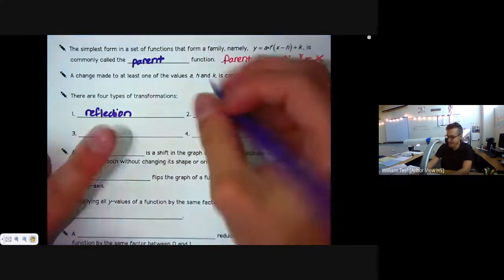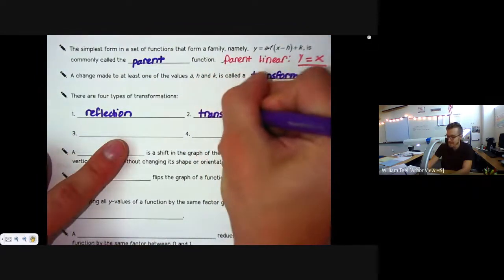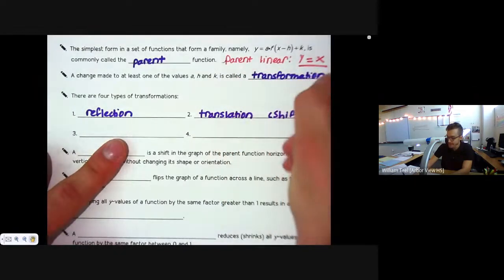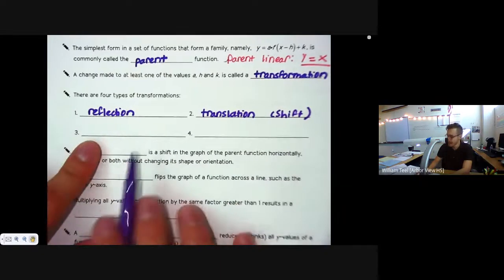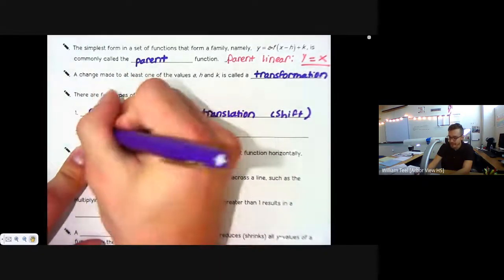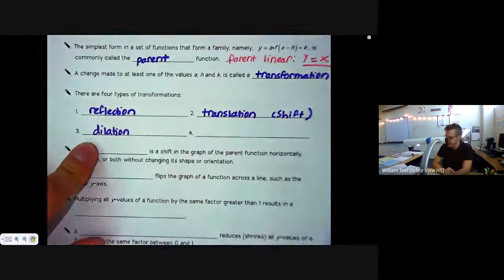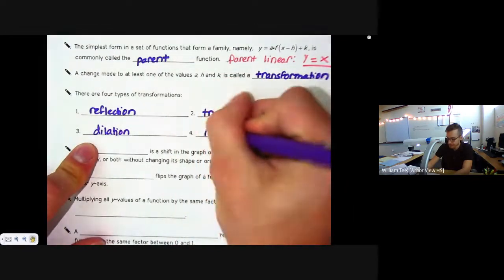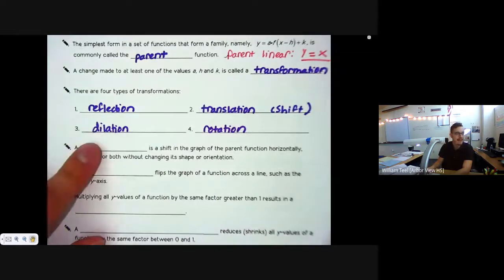The second type of transformation is called a translation. Oftentimes, I refer to a translation as a shift. So write that in parentheses because I might refer to that as shifts today. Number 3, the third type of transformation is a dilation. We might have seen these in geometry. And the 4th type is a rotation. These are the 4 types of transformations that we have in mathematics.